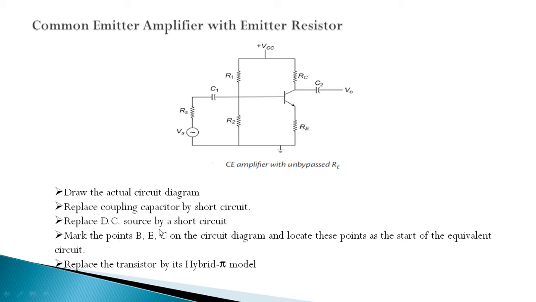The point to be followed is that we must short circuit all the coupling capacitors present in the circuit. So here the C1 and C2 capacitors will be short circuited, and the DC source present in the circuit has to be connected to the ground terminal, or it should be short circuited. So if VCC is connected to the ground terminal, then R1 and R2 both will become parallel.